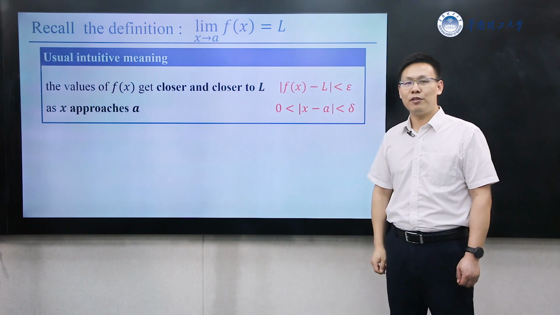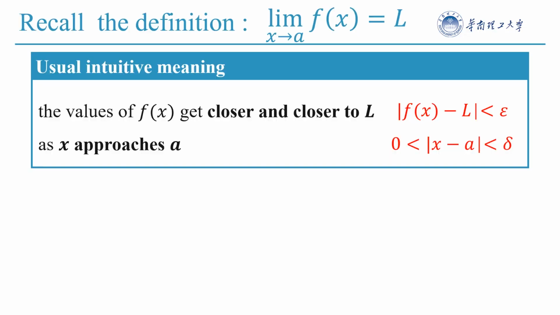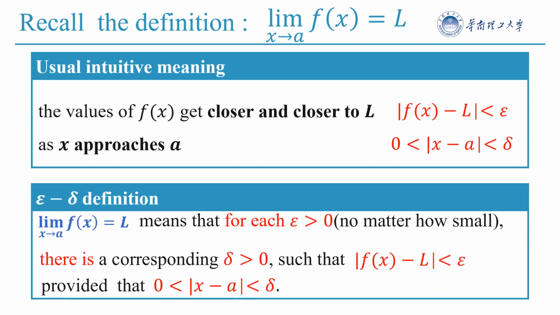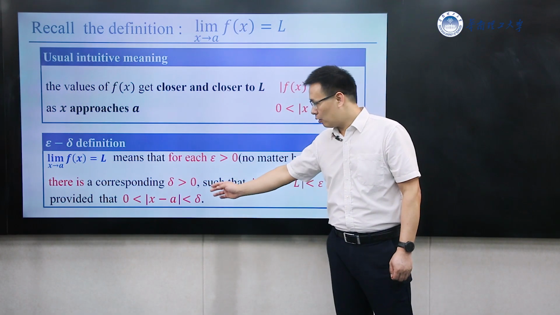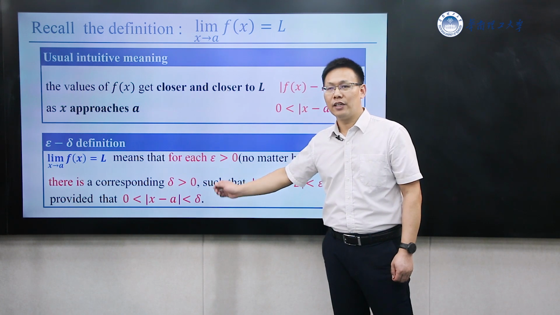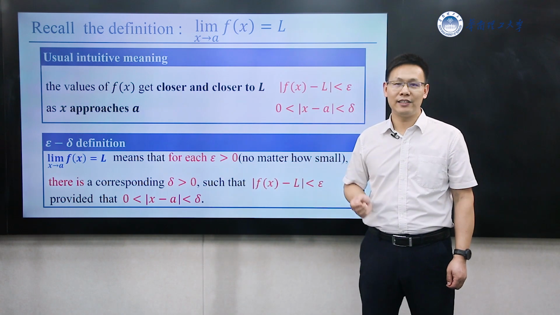So its epsilon-delta definition is as follows. The limit means that for each positive number epsilon, no matter how small, there is a corresponding delta larger than 0, such that the absolute value of f(x) minus L is less than epsilon, provided that the absolute value of x minus A is larger than 0 and less than delta.